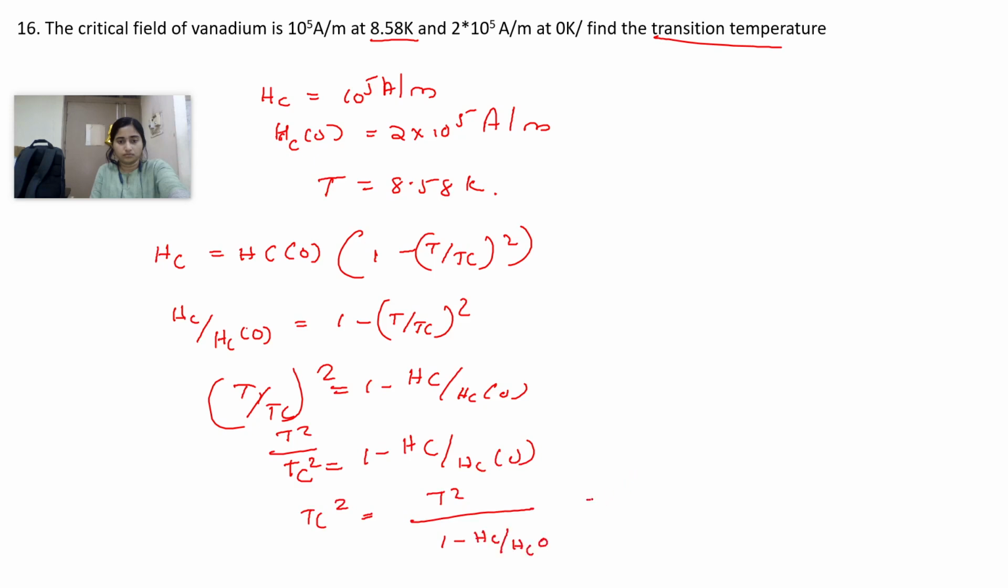So what will be the answer? From there you have to get the Tc value, taking the root, it will come 8.58 divided by root of 0.5. Okay, then you will get the Tc value, 12.133 Kelvin.